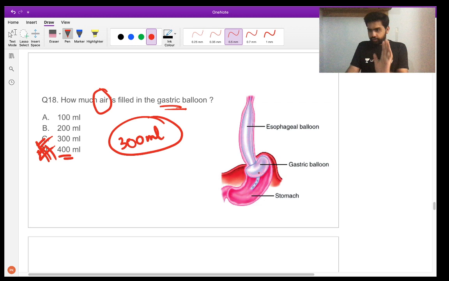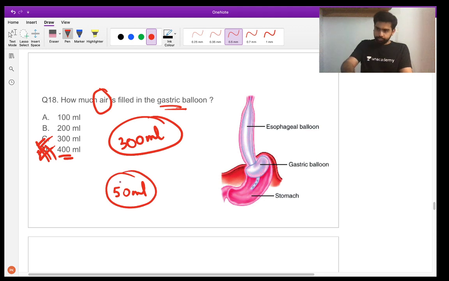I'll explain to you what happens. You all know the indication of the Sengstaken-Blakemore tube: it is to control the bleeding from the esophageal varices. So how do you do it? You put in this tube and you inflate the gastric balloon. You first inflate around 50 ml of air inside the gastric balloon, and then you pull the gastric balloon up. When you pull it up, it gets stuck in the lower part of the esophagus, and then later on you inject another 250 ml of air. So ultimately the total comes out to be 300 ml.